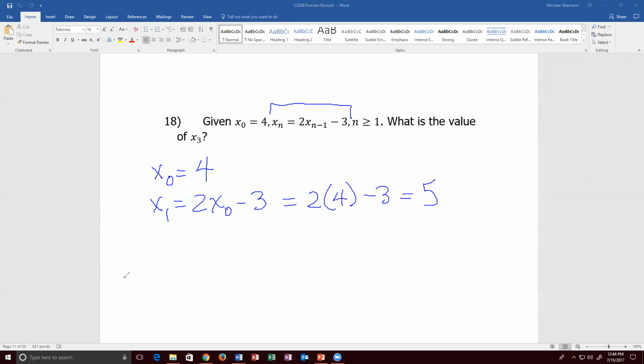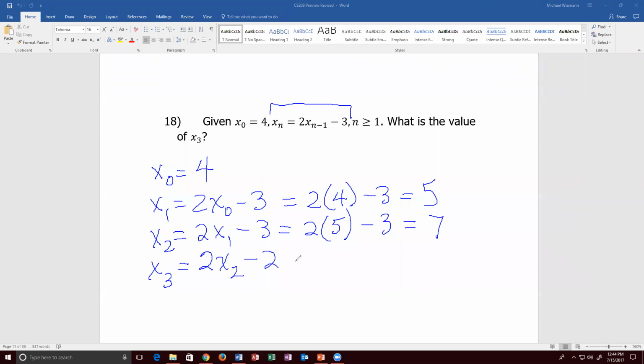And now we can look at x sub 2. Well, x sub 2 is going to follow the same pattern, 2 times the previous minus 3. Our previous value is 5, so 2 times 5 is 10, minus 3 is 7. And I've got one more to go to evaluate x sub 3. X sub 3 is 2 times x sub 2 minus 3, so 2 times the previous value, which was 7, minus 3. 2 times 7 is 14, minus 3. We end up with 11 as our final answer to problem number 18.